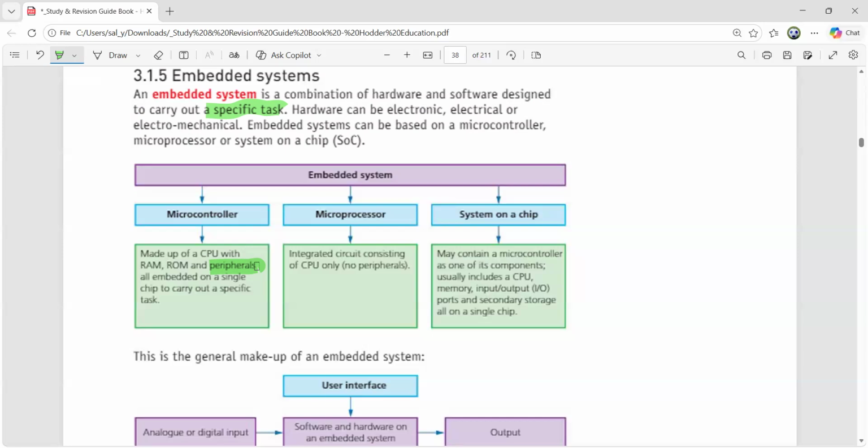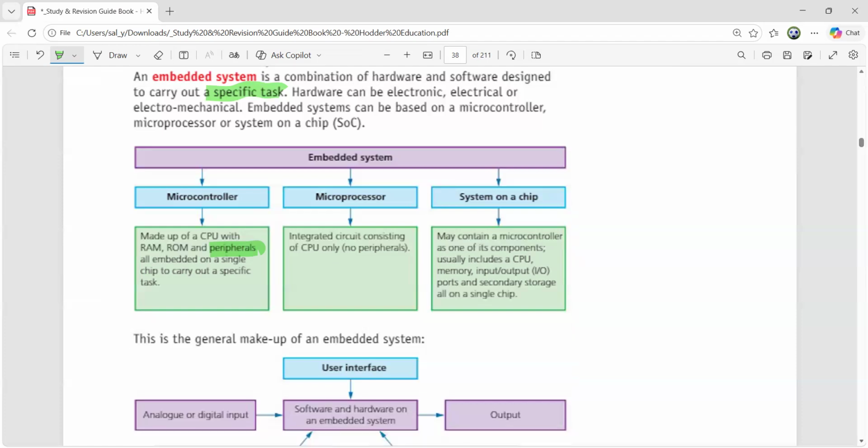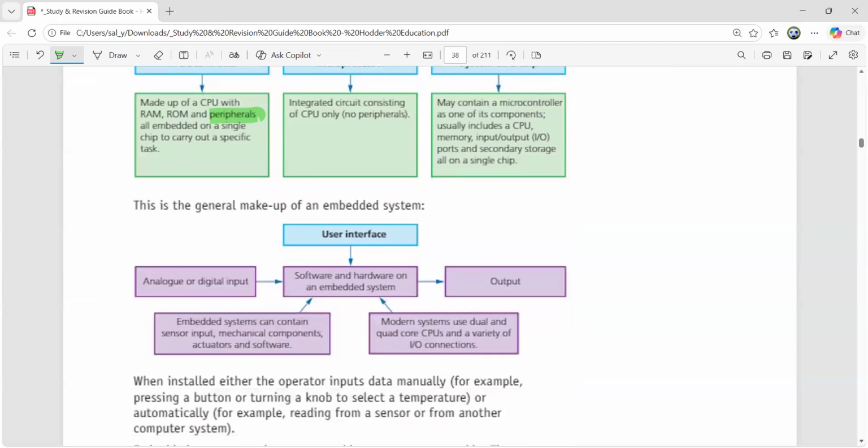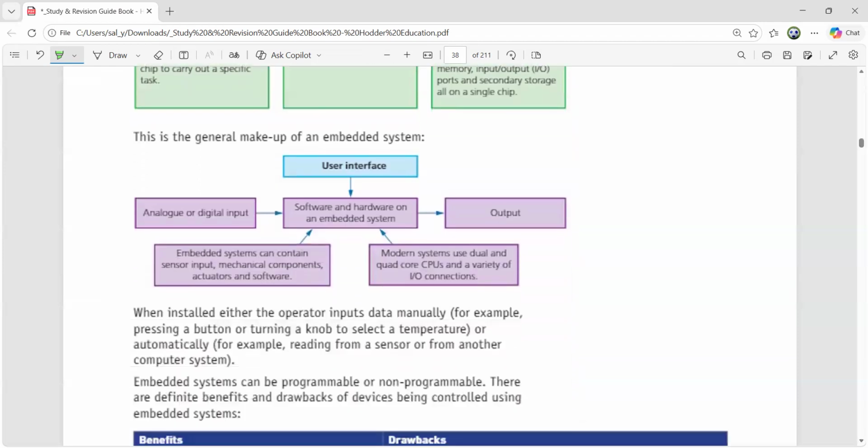So this is what the whole thing is, but for this you need to simply know this one, and you will be gaining a very decent 2 out of 2. Just the definition and talking about a specific task, talking about the use of a microprocessor, that will give you a very decent one. What is it composed of?